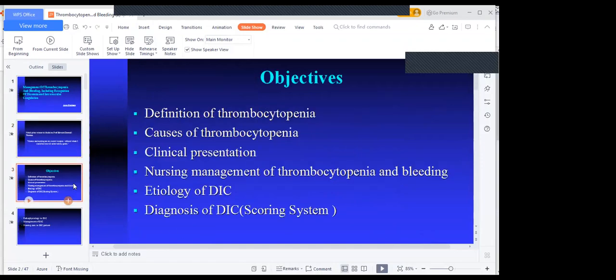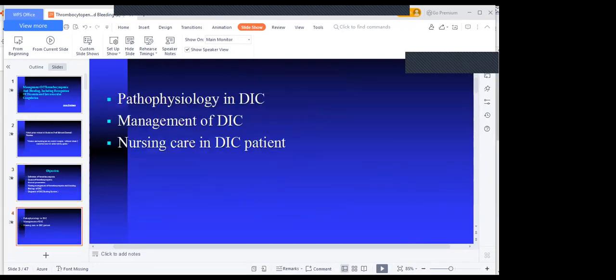And now come to the objectives. Definition of thrombocytopenia, causes of thrombocytopenia, clinical presentation, nursing management of thrombocytopenia and bleeding, etiology of DIC, diagnosis of DIC by scoring system, pathophysiology in DIC, management of DIC, nursing care in DIC patients.